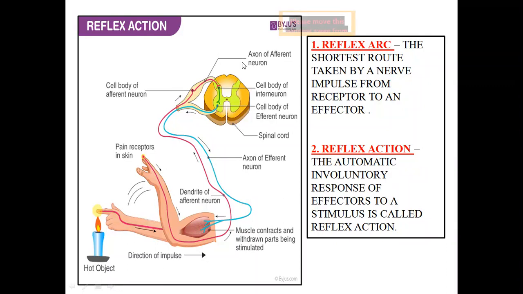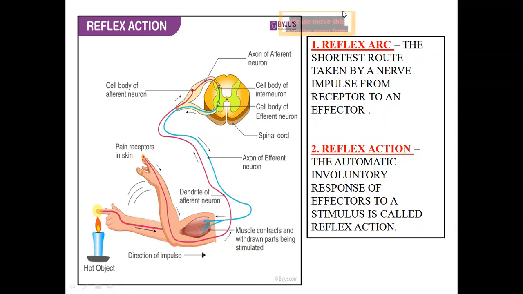Over here it shows the cell body of the afferent neuron. This diagram is very important for your exam, upcoming exams also. So this is the cell body of the afferent neuron. Then it moves on to the spinal cord, and there are appropriate interneurons present over here that, after interpretation, send the motor impulse to the respective neurons.